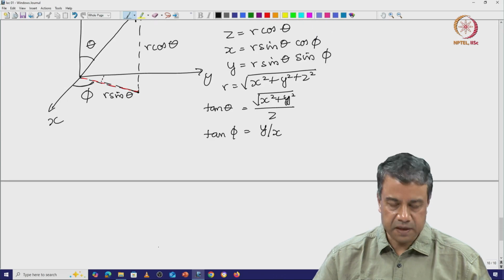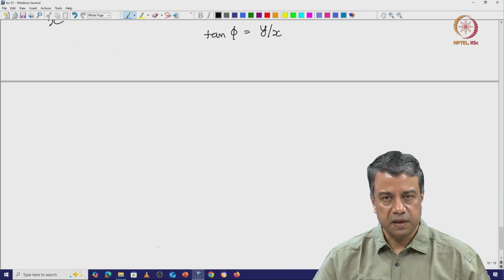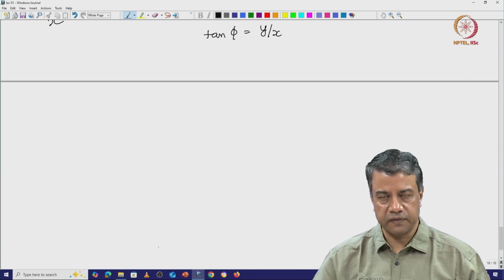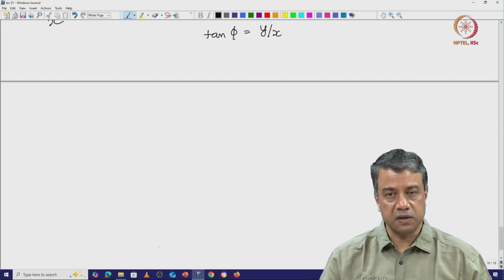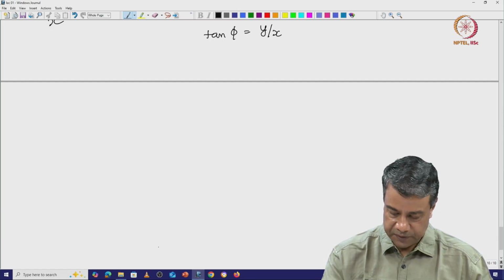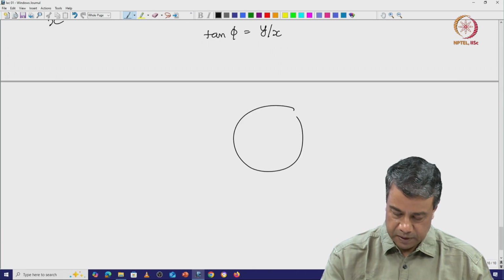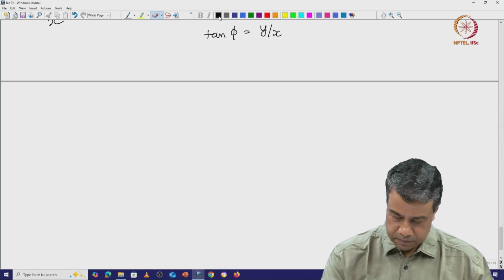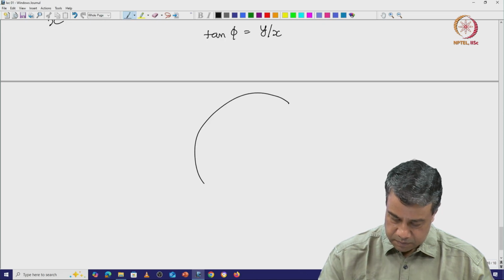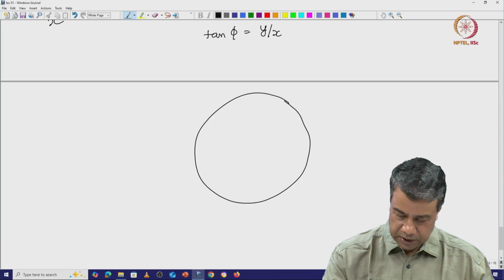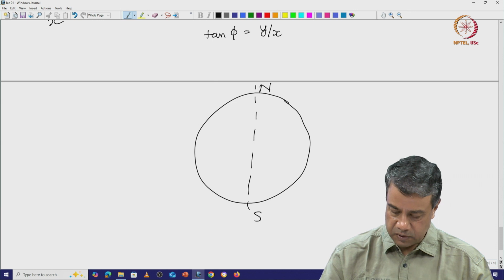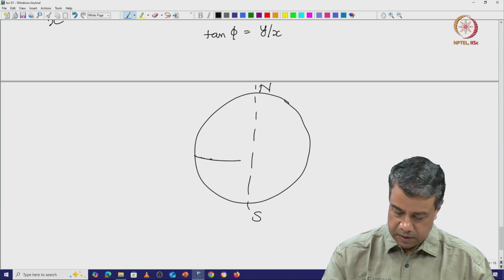To give you some better physical insight into the spherical coordinate system, I will relate it to a coordinate system that many of you should be familiar with, that is the latitudes and longitudes on the Earth's surface. If you recall, on the Earth's surface, these are the two poles. This is the north pole, this is the south pole, and this is the equator.